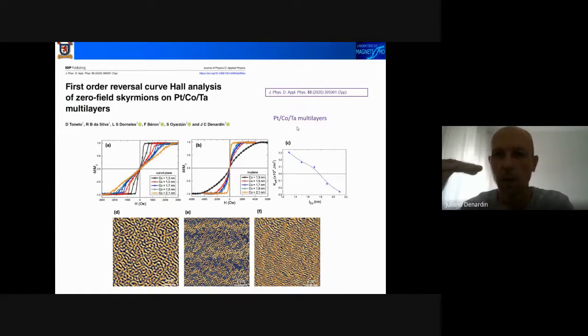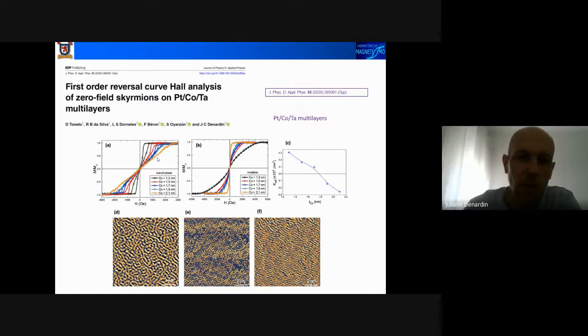So both heavy metals on both sides of the cobalt have different spin-orbit coupling and help to increase the Dzyaloshinskii-Moriya interaction and to induce the presence of skyrmions in this kind of multilayers. He prepared several samples with different thicknesses of cobalt, from 1.3 nanometers to 2.1 nanometers, increasing the thickness of cobalt.